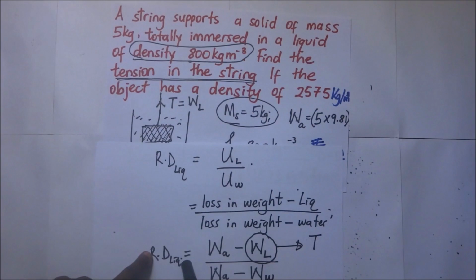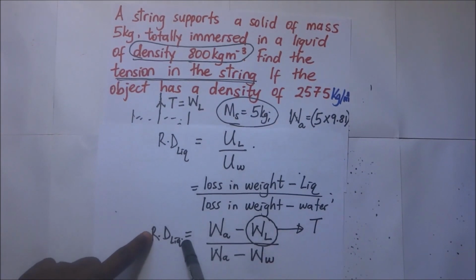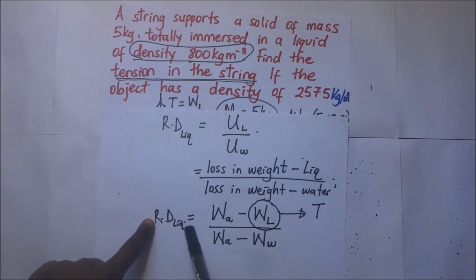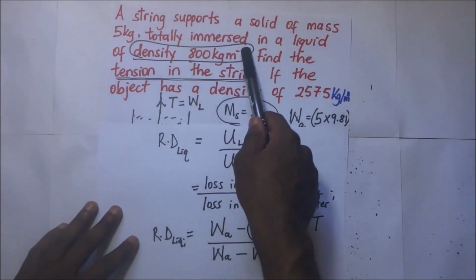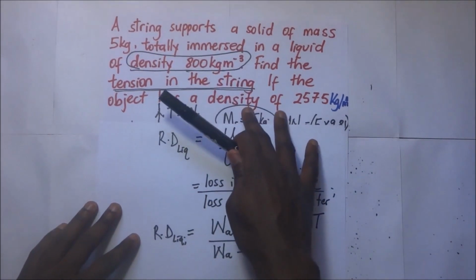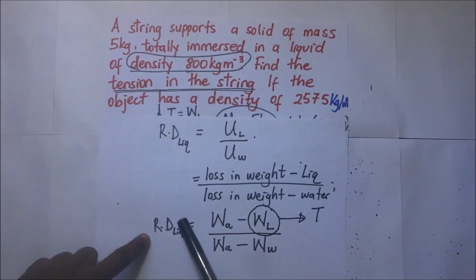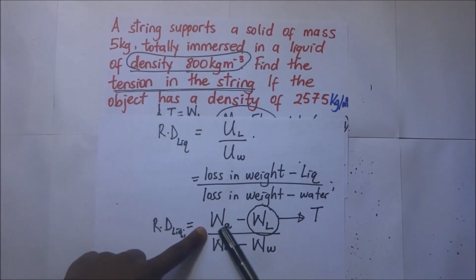We can get the relative density of the liquid. Remember, the relative density of a liquid is the ratio of the density of the liquid to the density of water. We have the density of this liquid already. It's given as 800 kilograms per meter cubed. Divide that by the density of water, which is 1000. So we can get this figure.